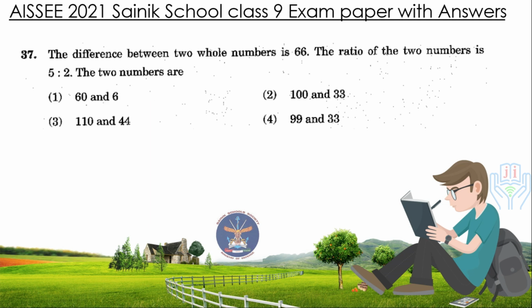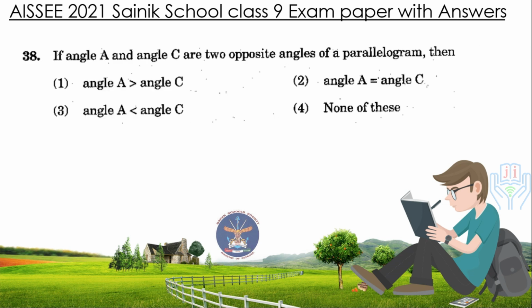The difference between two whole numbers is 66. The ratio of the two numbers is 5:2. The two numbers are 110 and 44. If angle A and angle C are two opposite angles of a parallelogram, then angle A equal to angle C.